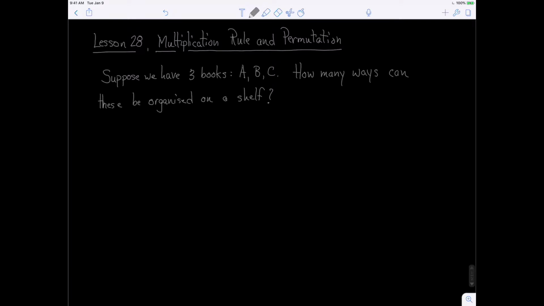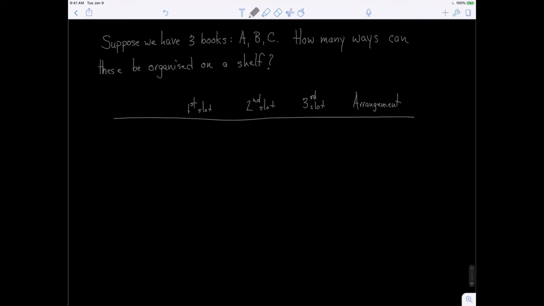Let's see here. I'm going to draw, this is a funny looking bookshelf, but we have our first slot. Maybe we'll have a second slot. And our third slot. And finally, we're going to put the arrangement here, the arrangement of the books. All right, well, here we go. You don't really have to be too careful, but maybe we'll start out here. We have a book.